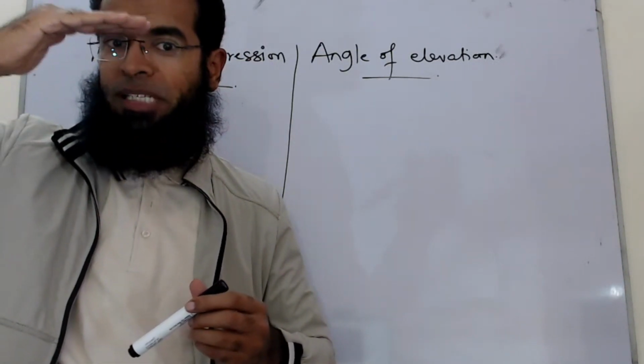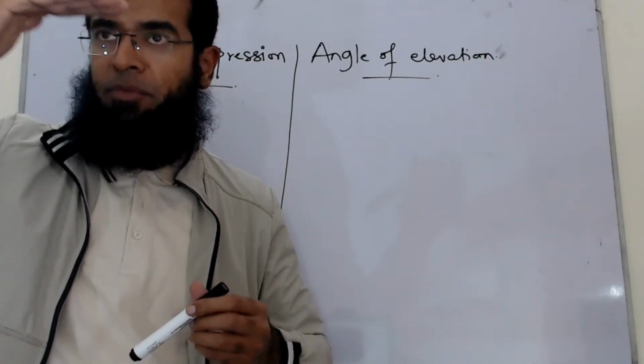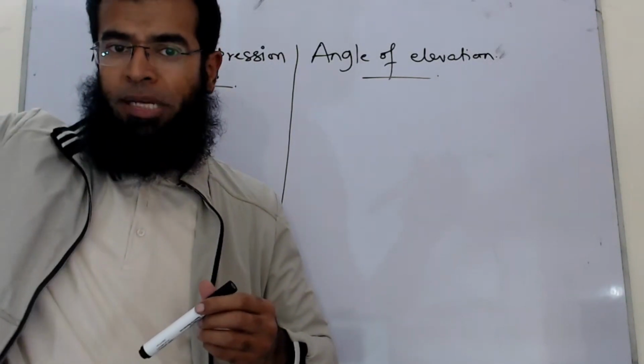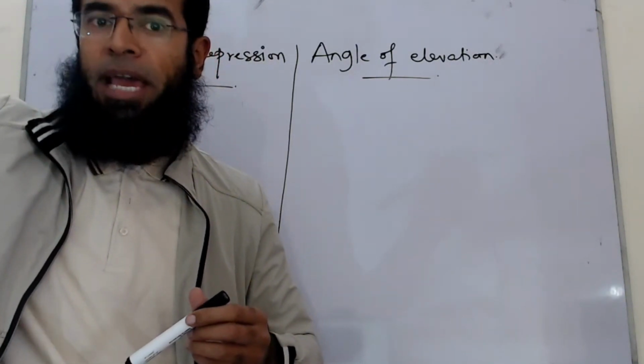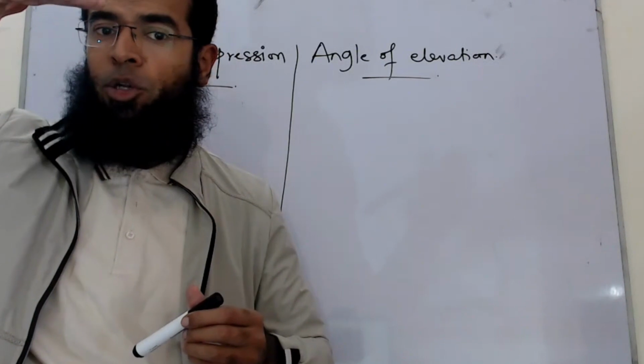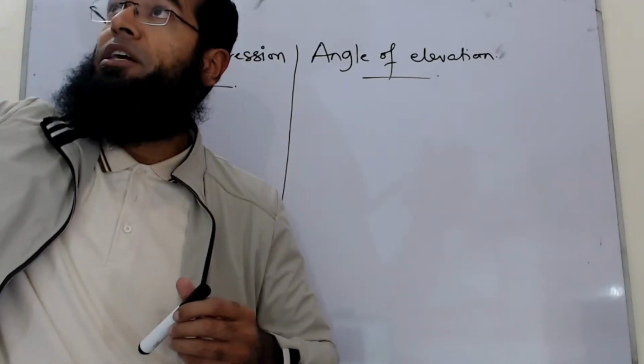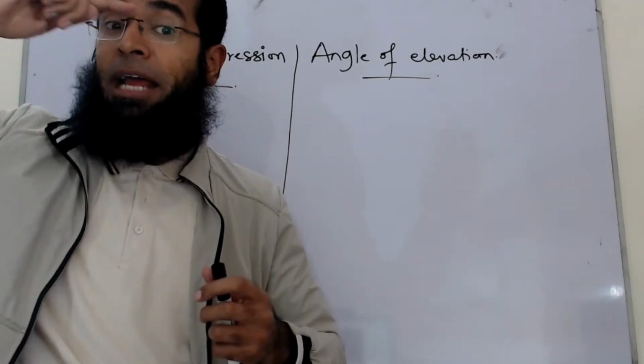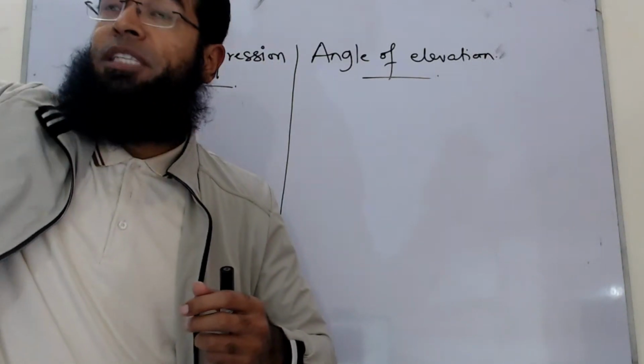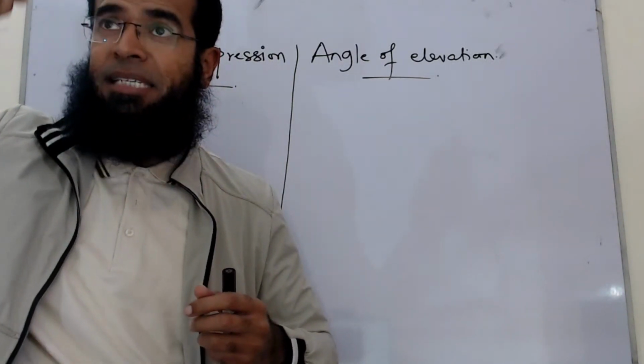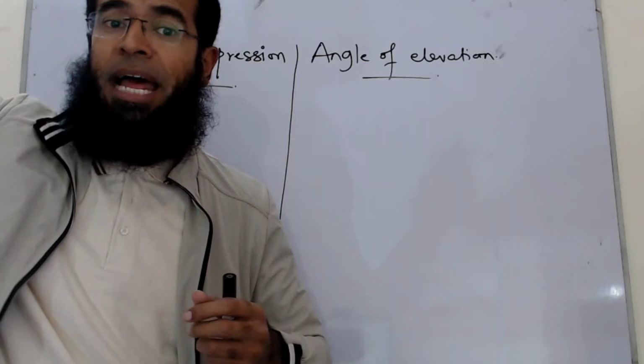So you can see my eyes. If this is my eye level, this is the x-axis, or you can say the head level. So this is your x-axis. If someone is looking at something elevated, the angle which the line of sight makes with the x-axis, this angle is the angle of elevation.